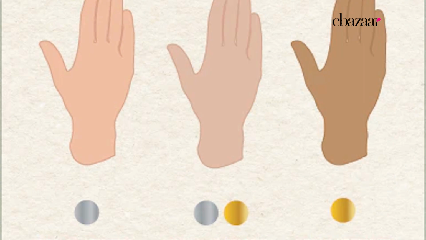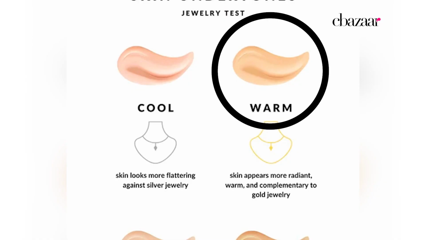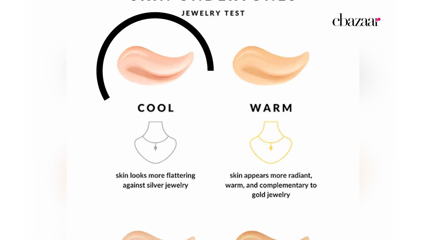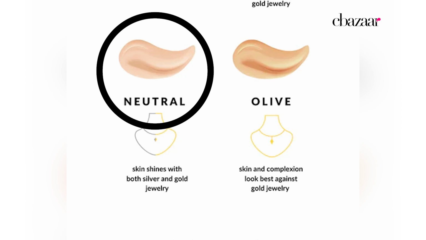The other way to determine your undertones is through the jewelry test. If you look great in gold jewelry, then you have a warm undertone. If silver suits you the best, then it's a cool undertone. And if you rock both of the jewelries, then you have a neutral undertone.